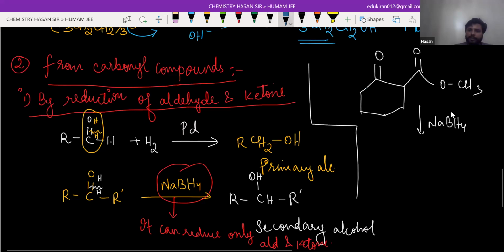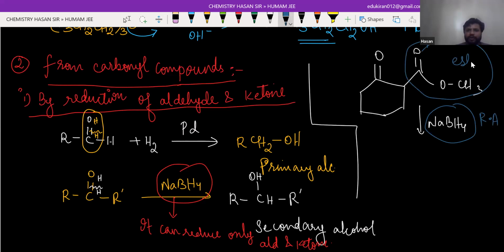Now this is a reducing agent, but it has the power to reduce only aldehyde and ketones. This is your ester. So ester cannot be reduced. So it will be as it is. So only this ketone is present there. So this will be reduced. Hydrogen here, hydrogen here. So you can see OH will be there, and the rest of the part will be as it is. Are you getting my point?